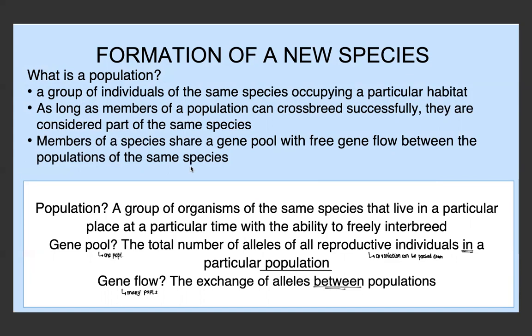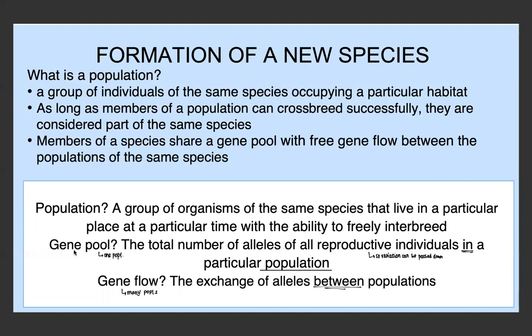So members of a species share a gene pool, and there's free gene flow between the populations of the same species. A population, as we said, is a group of organisms of the same species that live in a particular place at a particular time with the ability to freely interbreed. So if they asked you for the definition of a population, this is what you'd give. There is also a definition in the population studies video, which is quite similar and covers the same main concepts.